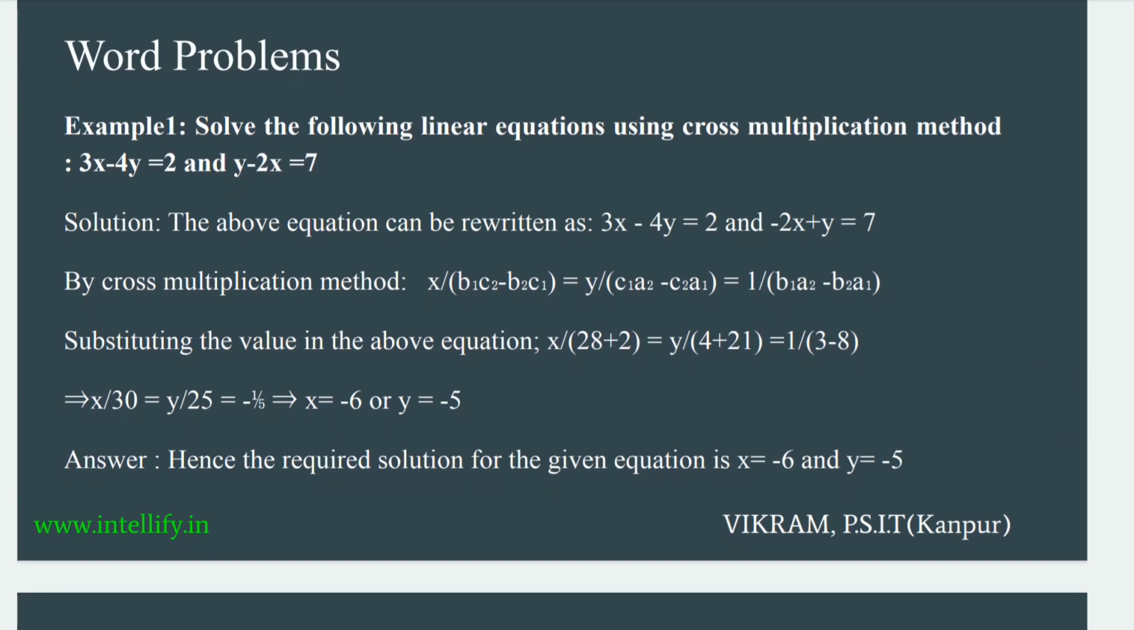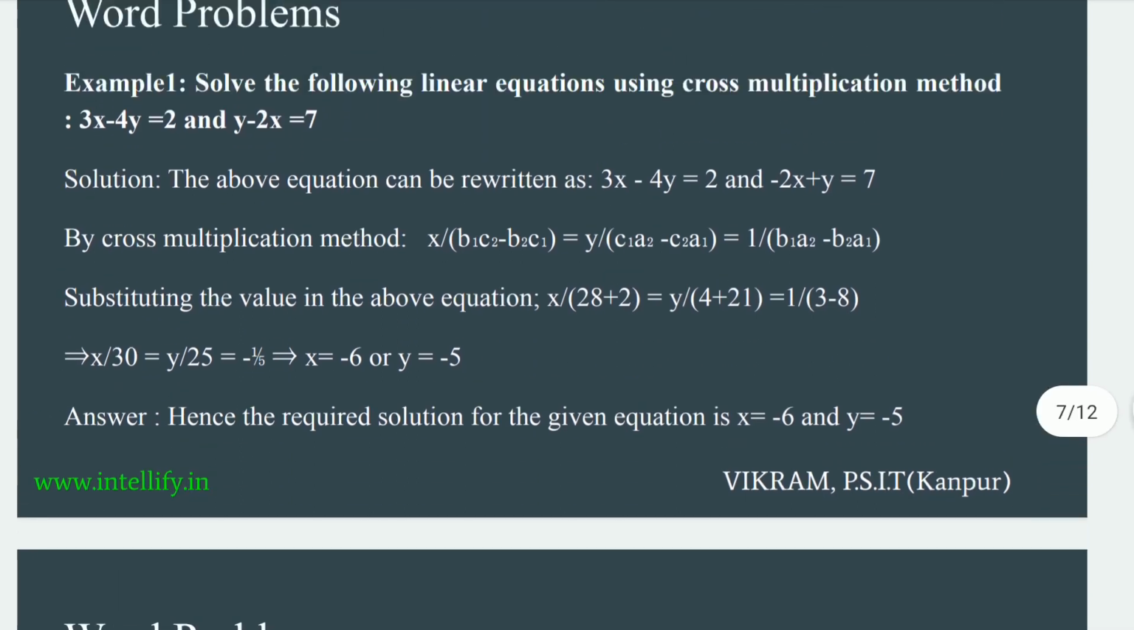Now substituting the values, x upon 28 plus 2 is equal to y upon 4 plus 21 is equal to 1 upon 3 minus 8. So x upon 30 is equal to y upon 25 is equal to minus 1 upon 5. X gives minus 6 as a value and y gives minus 5 as a value. So hence the required solution for the given equations would be x is equal to minus 6 and y is equal to minus 5. So this is the clear description of how we are going to solve the word problems.